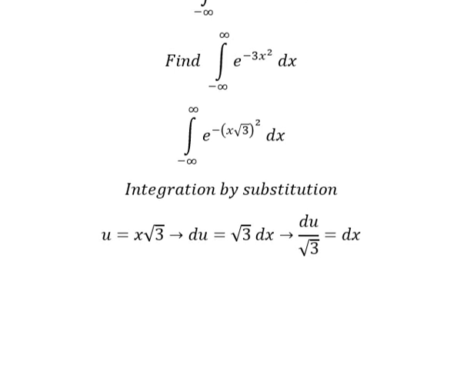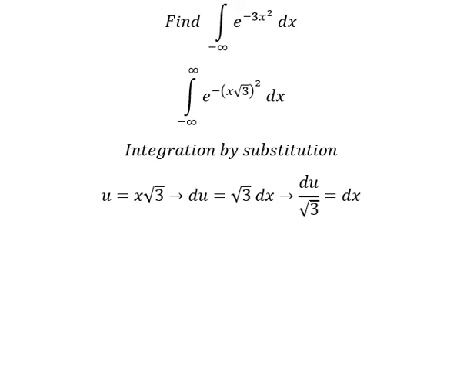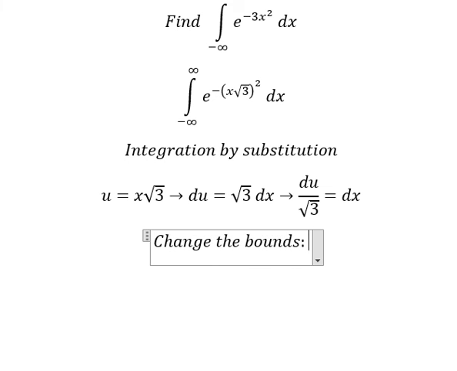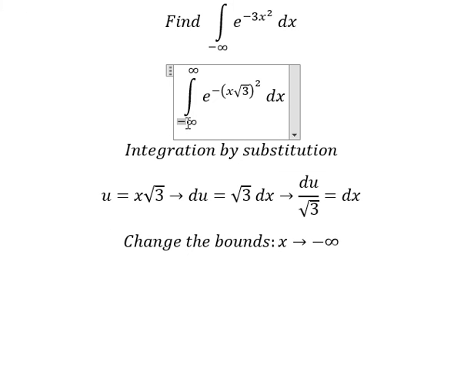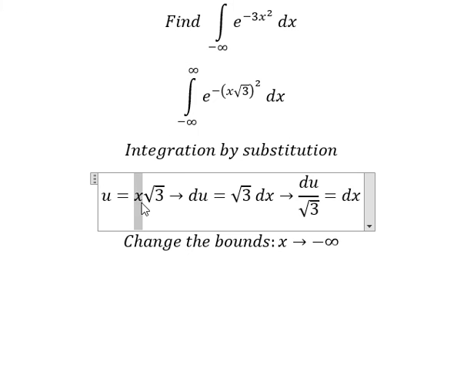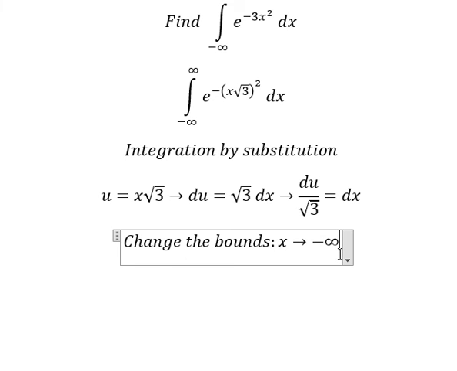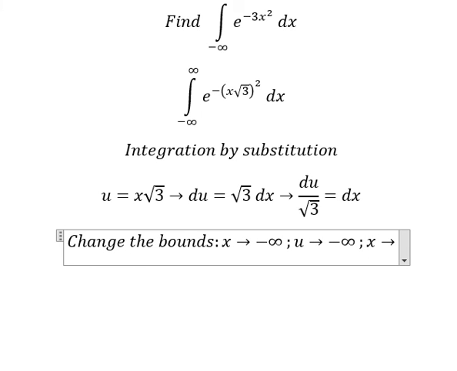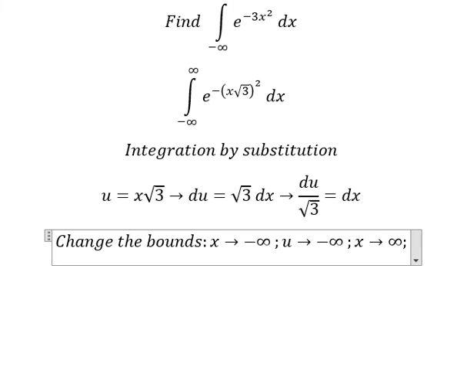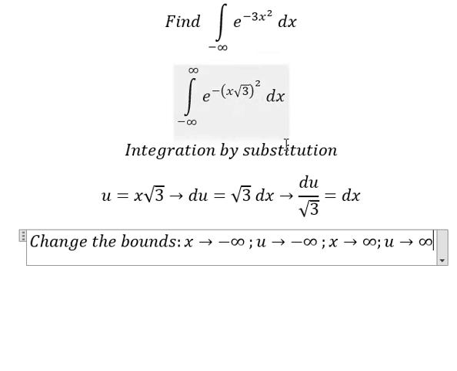Next, we need to change the bounds. When s goes to negative infinity, so that is from here, I will put this one going here, and we can know that u will go to negative infinity. When s goes to positive infinity, u will go to positive infinity.